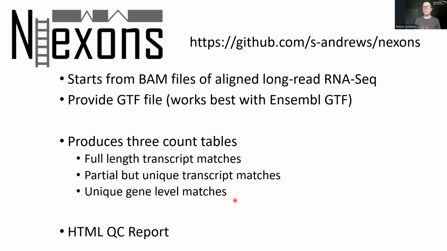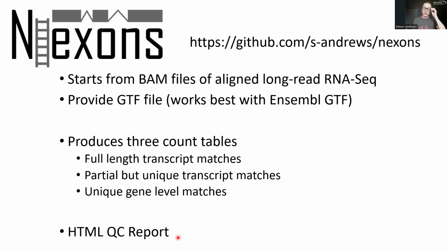Those you can plug into a conventional RNA-Seq statistical analysis using tools like DESeq or EdgeR, and they would feed into that sort of conventional analysis, and you can replicate what you would have previously done for short-read data. Alongside the count tables, you also get an HTML QC report, which picks out some of the key metrics from the alignment or from the mapping of the alignments to the annotations and some of the properties of the data along the way.